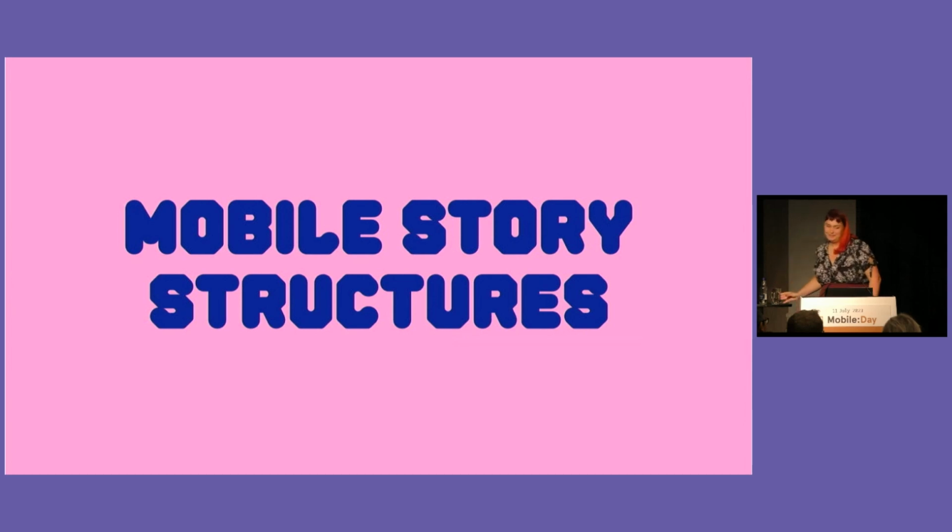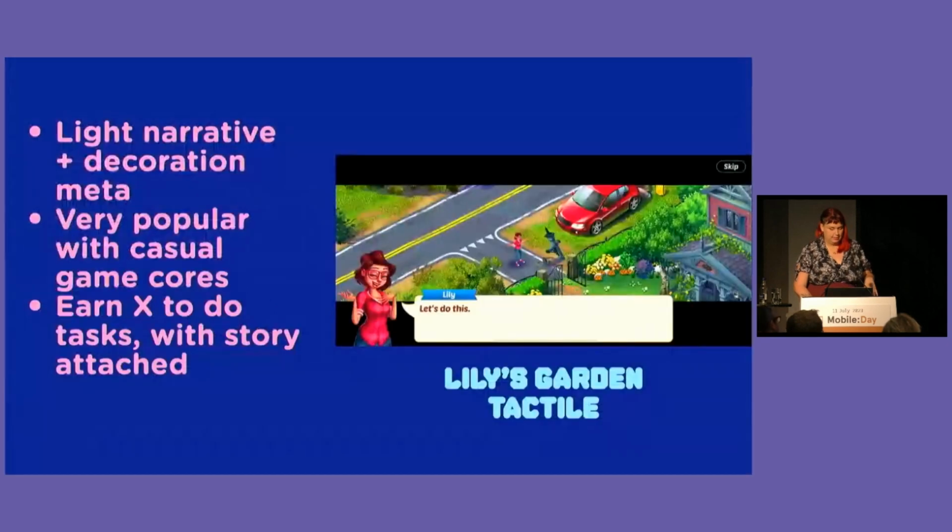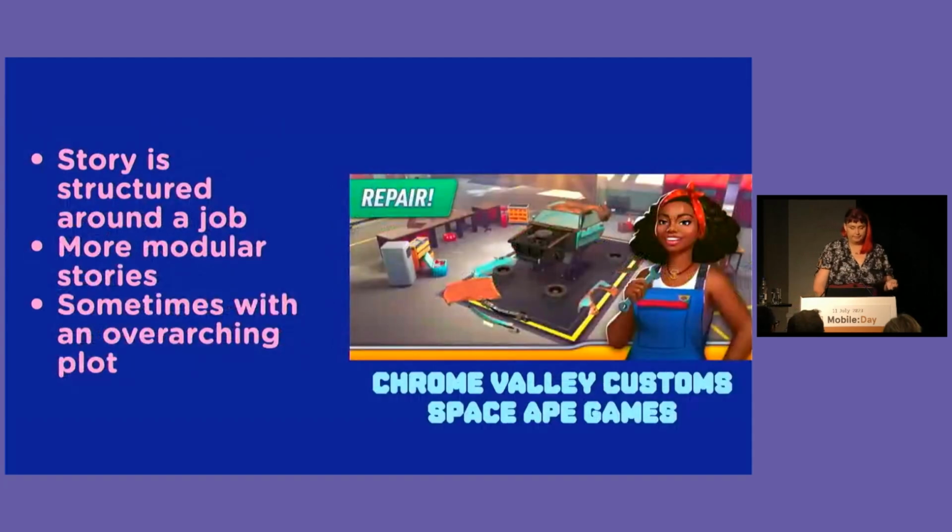Cool. So yeah, I'm briefly going to talk about different structures that can be found in mobile games. This is the one I'm going to talk about the most, the classic light narrative or the decoration meta. It's definitely the most popular in the casual space. And it usually has the classic loop of earning currency in the core gameplay and then spending that on story and decorations in the meta. This structure is going to be the one I focus on for the rest of the talk, so I won't talk about it loads at this point.